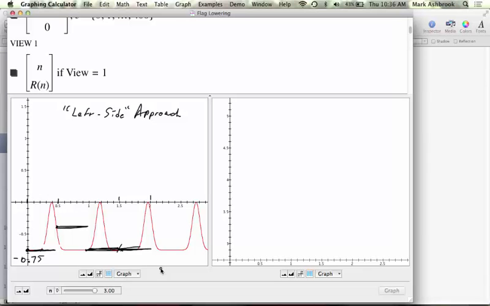From 2 to 2.5, what would our constant rate be? Negative 0.01, something like that. Just a little bit below 0. Exactly.